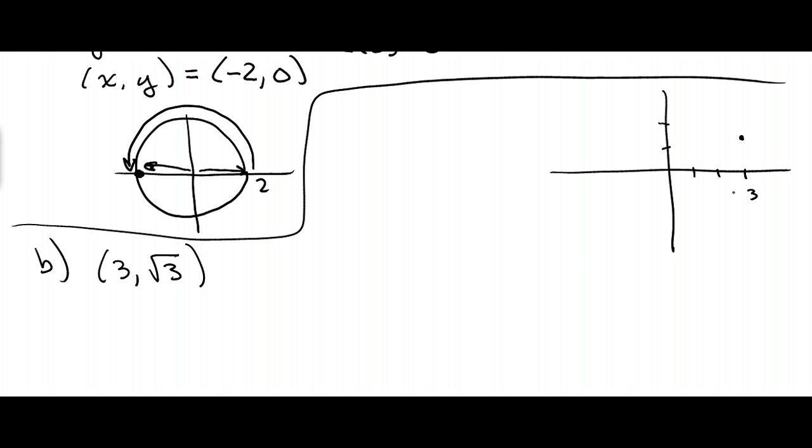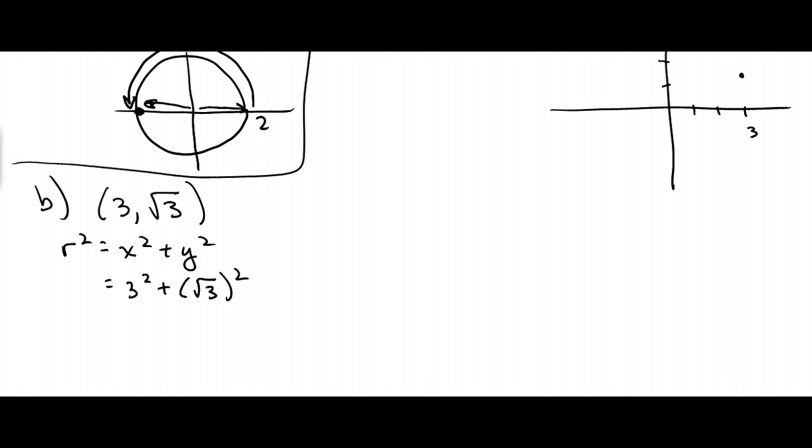So I know that r squared is going to be x squared plus y squared. So that's going to be 3 squared plus the square root of 3 squared. So that would be 9 plus 3, which is 12. So that means that r would be the square root of 12. And if we simplify that, that would be 2 root 3. If you have questions about that, make sure you ask me in class.